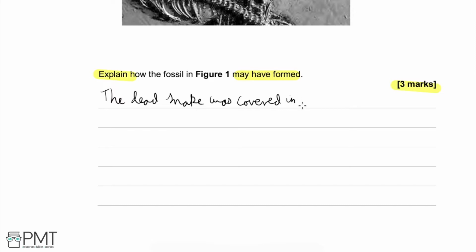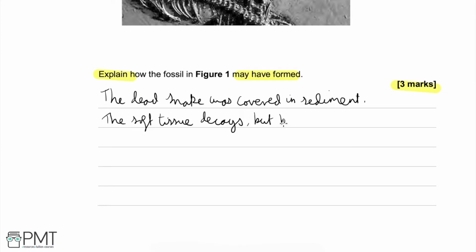Now following this, microorganisms in the mud are able to decompose much of the snake, but they cannot decompose the bones, only the soft tissue such as muscles and skin. So this will be our second point, that the soft tissue decays, but the bone does not.